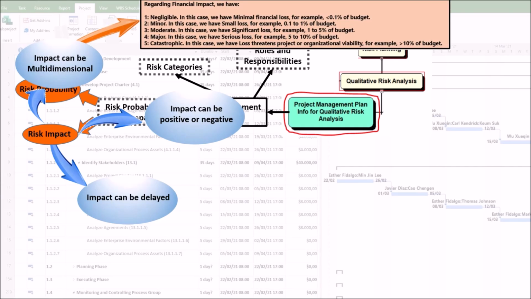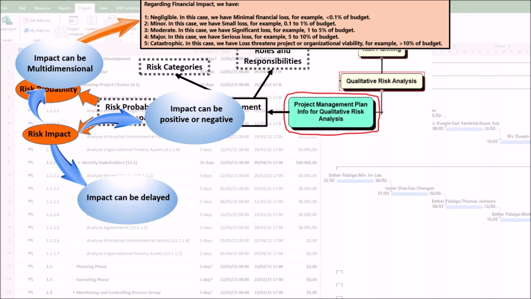Regarding financial impact, we have, first, negligible. In this case, we have minimal financial loss. For example, less than 0.1% of budget. Second, minor. In this case, we have small loss. For example, 0.1 to 1% of budget. Third, moderate. In this case, we have significant loss. For example, 1 to 5% of budget.